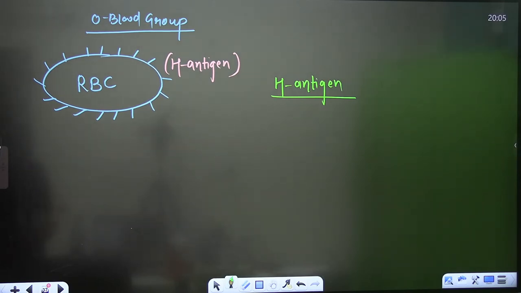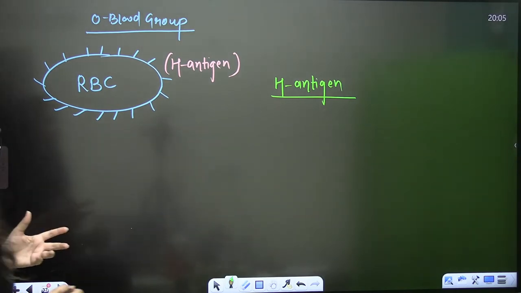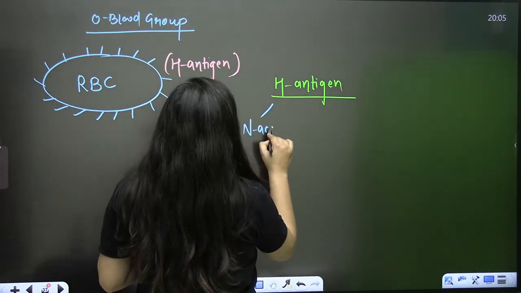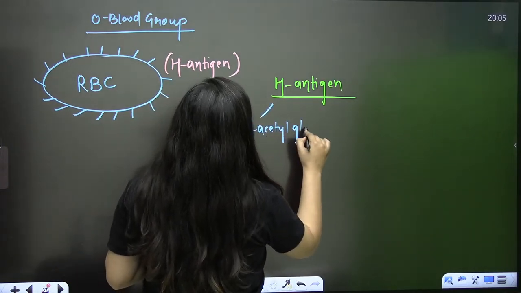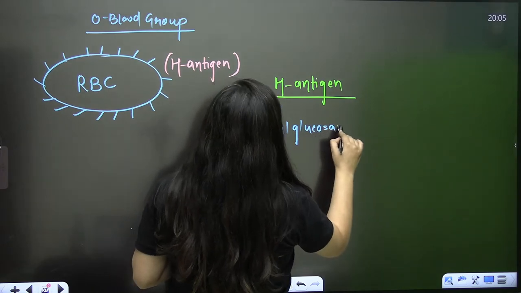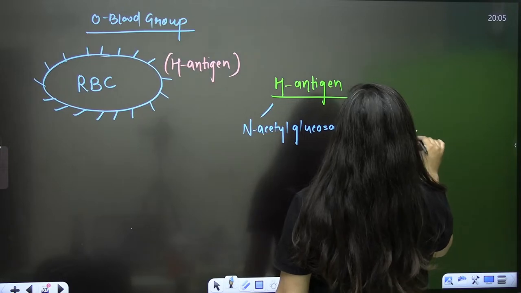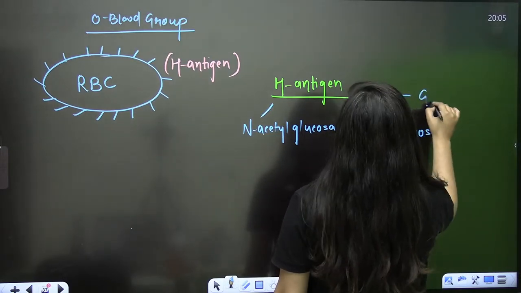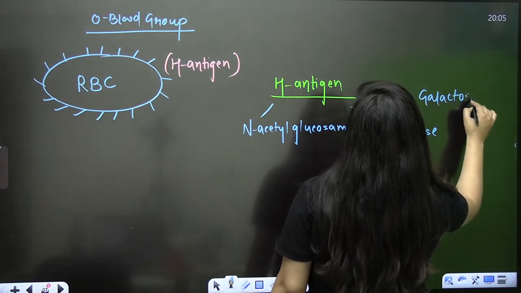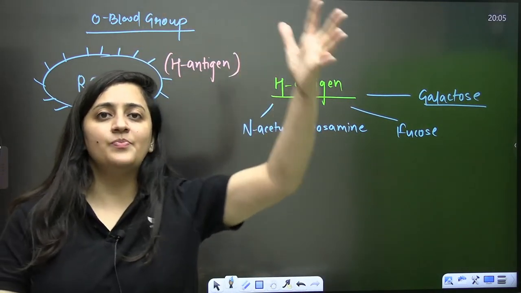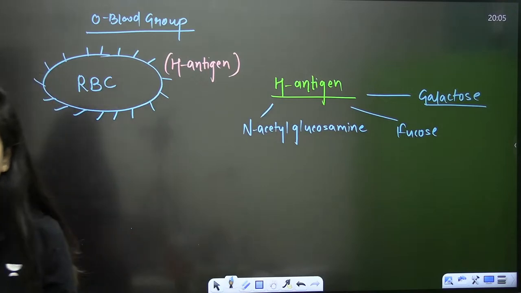Yes or no? Let's say H antigen means it will be having your N-acetyl glucosamine. I have to check whether it is glucose or galactose. Fucose is there, and yes, galactose is there. Basically, when you are talking about these antigens, it is not like there is a very special structure. Ultimately they are chemical compounds.